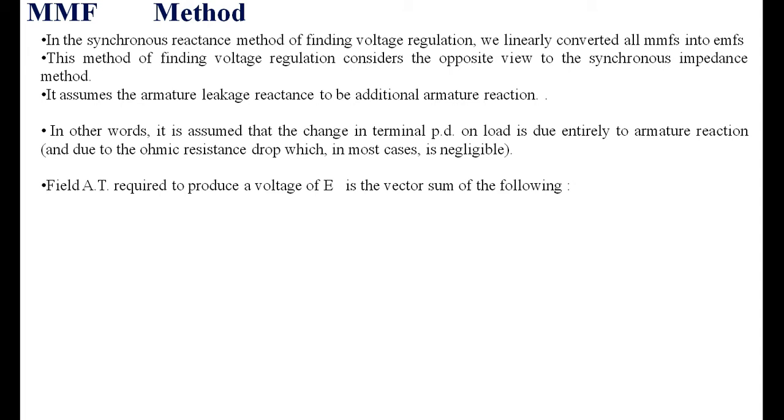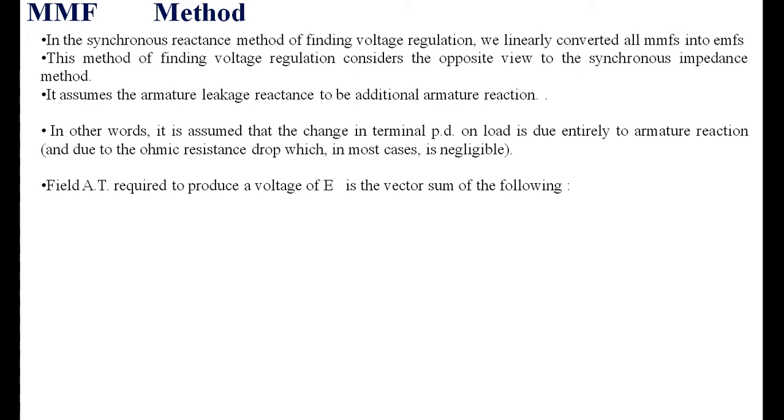What is the field current required? That is considered as IF1. That is, we want to find the field current required to generate the value of E. This E is nothing but V plus IRA, a vector sum, plus IXL plus armature reaction. The first thing I am considering is the field current required for V plus IRA cos phi. That is what I am calling IF1, the field current required to generate V plus IRA cos phi under no load condition.